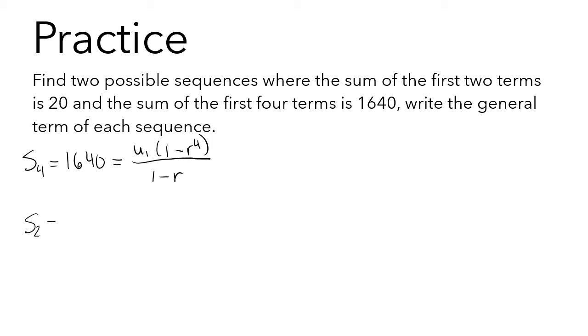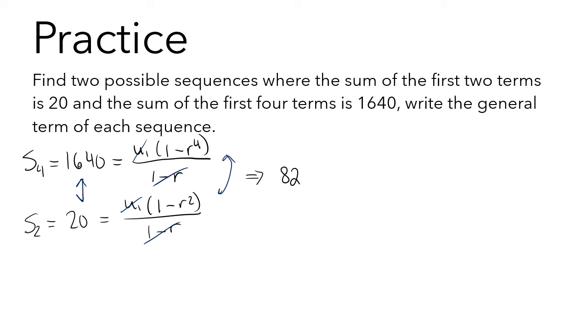The sum of the first 2 terms equals 20, and again we can write the same thing, u1 times 1 minus r squared all over 1 minus r. If we divide this expression from that expression, we get a nice cancellation. u1 is going to cancel with u1, and 1 minus r is going to cancel with 1 minus r. And we're going to have to divide 1640 by 20. So all of that combined, we get 82, because that's 1640 divided by 20, equals 1 minus r to the 4th, over 1 minus r squared.